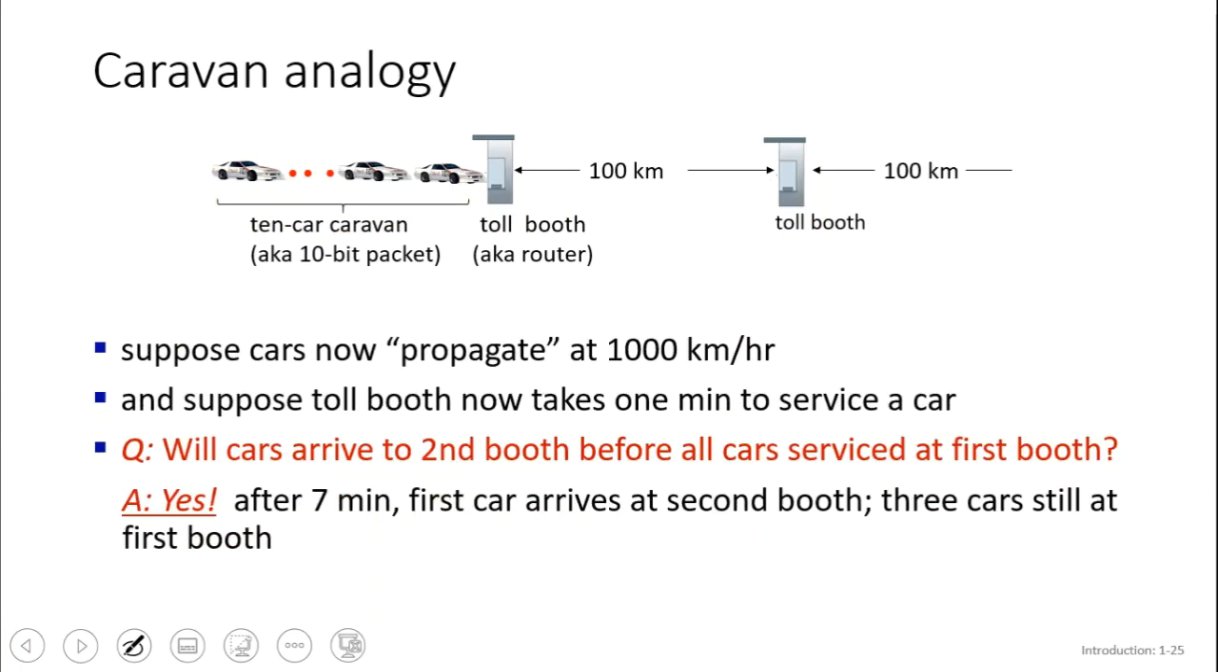Suppose now that the cars are traveling at 1000 kilometers per hour, and suppose that the toll booth now takes 1 minute to service a car. Will cars arrive to the second booth before all cars are serviced at the first one? So yeah, but why, right? Let's calculate that one.